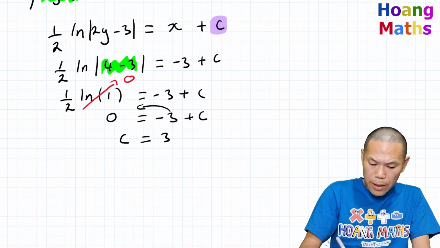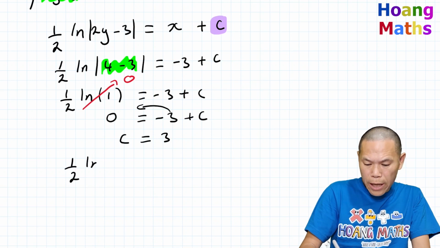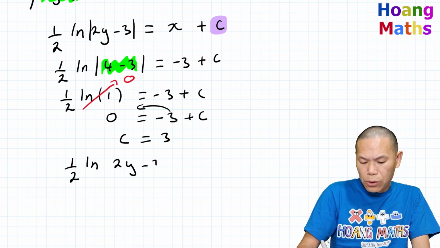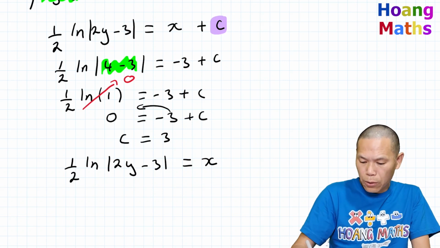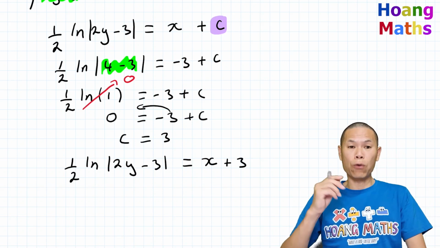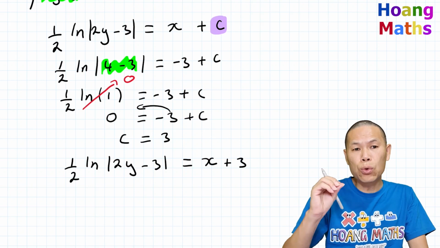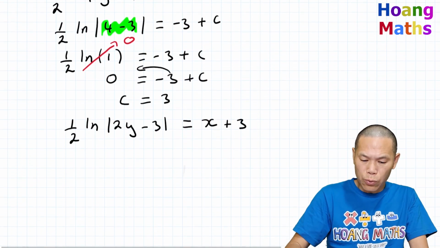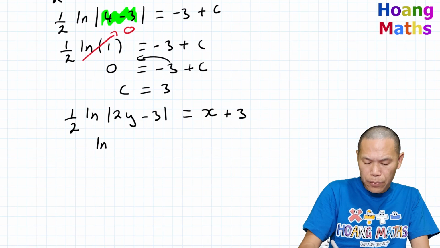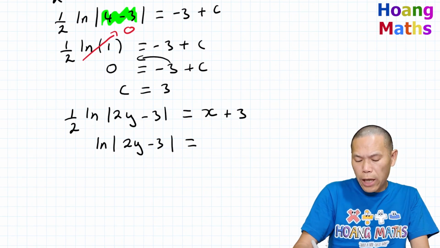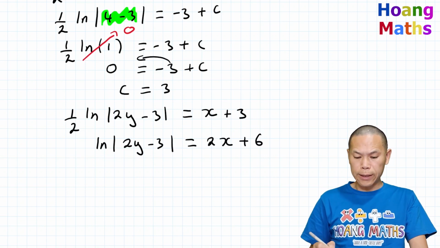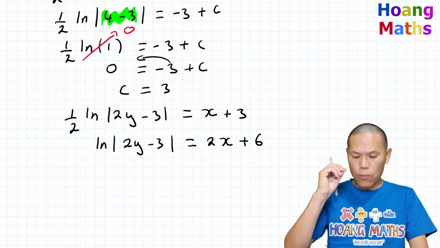Now we substitute this c back in. That will give me a half ln of the absolute value of 2y minus 3 equals x plus c, and we know that c is 3, so we just add 3. Of course, we need to solve for y. So I multiply by 2 on both sides. This will result in ln of the absolute value of 2y minus 3 is 2x, and 2 times 3 is 6. So there you go.